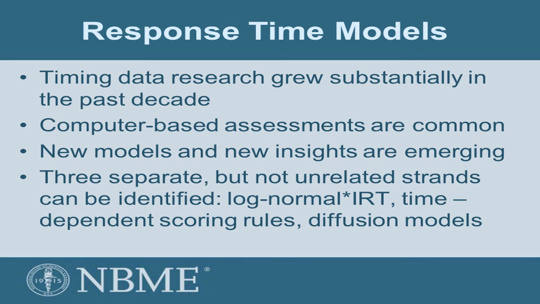Typically, you get a model developed by Wim van der Linden from Twente University, then later from CTB McGraw-Hill. So he developed a model around the log normal response time and an IRT combination. There are other ways to do this. You might have time-dependent items where you just have 60 seconds per item. You might have diffusion models, but we won't talk about these today. So this log normal IRT model is pretty predominant in many research studies.